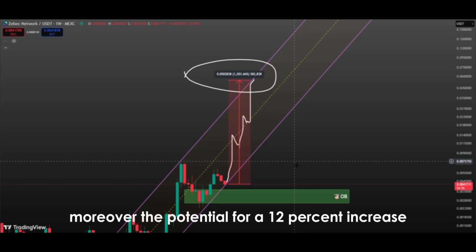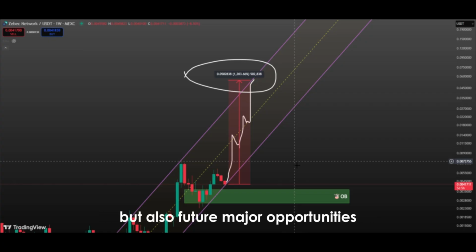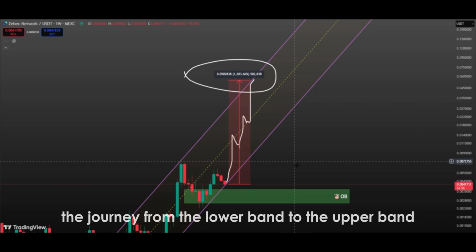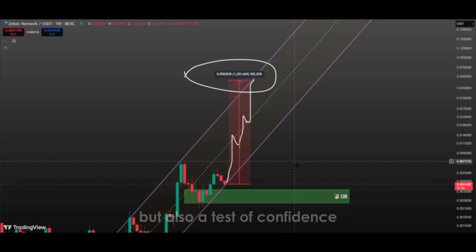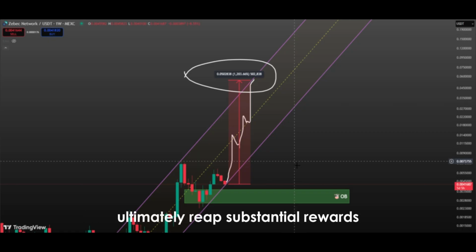Moreover, the potential for a 1,200% increase signals not just a short-term spike, but a long-term uptrend. This shows that investors should consider not only immediate gains, but also future major opportunities. The journey from the lower band to the upper band represents not just price growth, but also a test of confidence, patience, and strategy. Investors who correctly navigate this process ultimately reap substantial rewards.